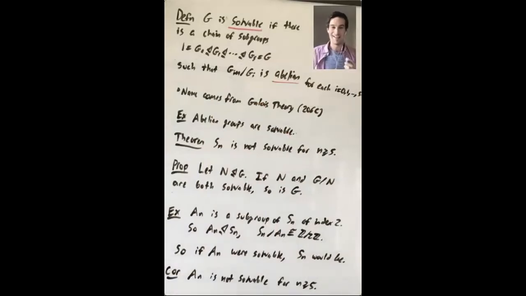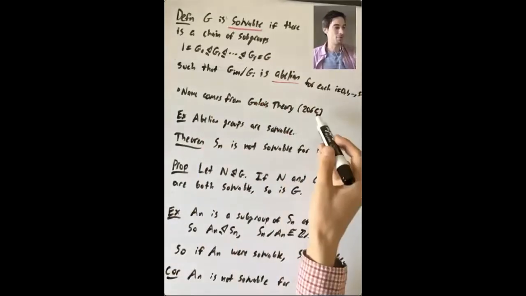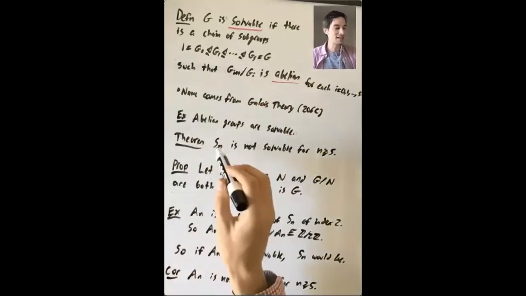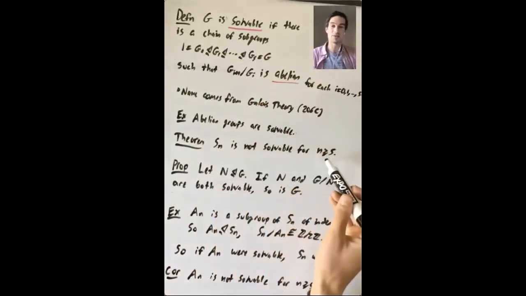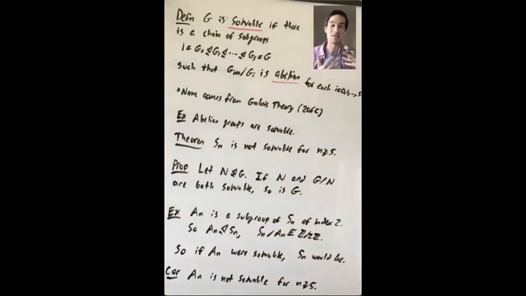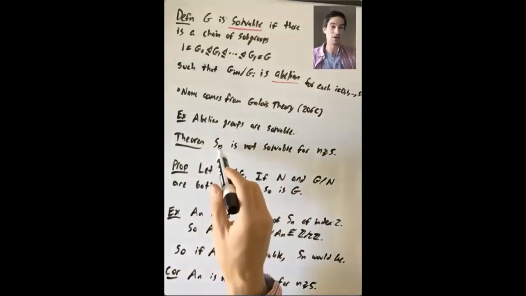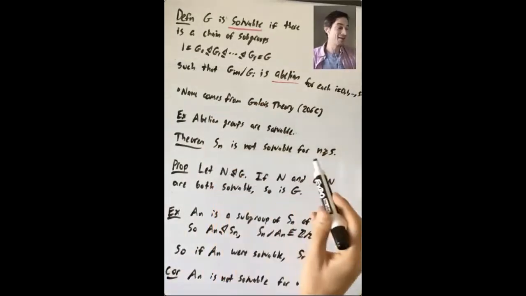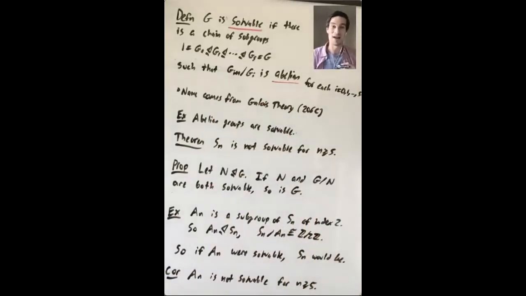So when you introduce a new definition, it's good to have examples, but also non-examples. And a big theorem that's going to play an important role in Galois theory is that Sn is not solvable for any n greater than or equal to 5. That notation, solvable, has to do with solving polynomial equations of degree n for n at least 5. So this property of Sn being solvable tells you something about how to write down solutions to polynomial equations.